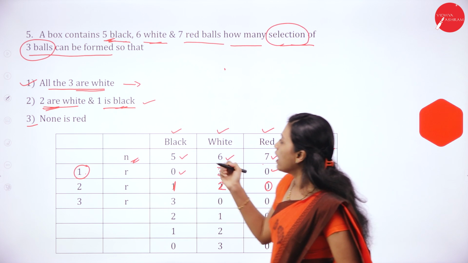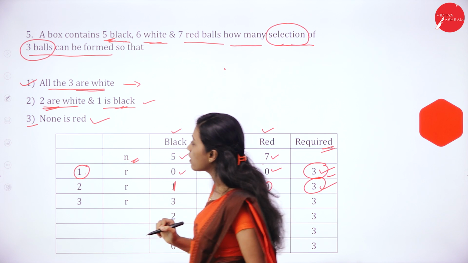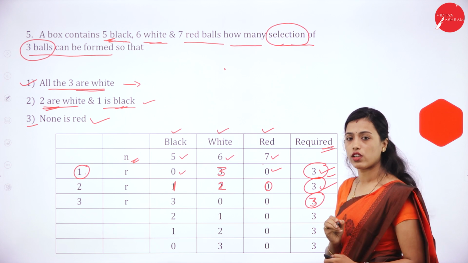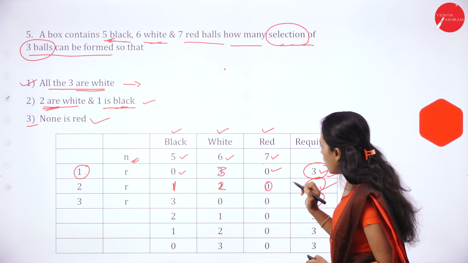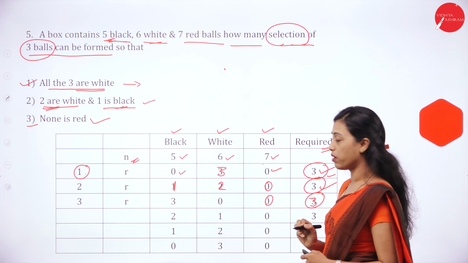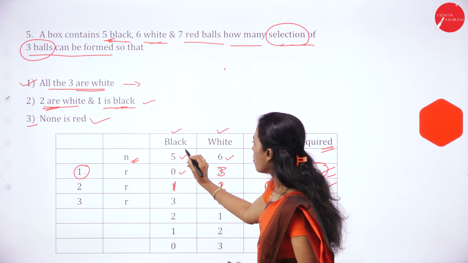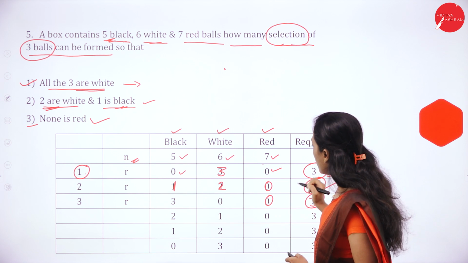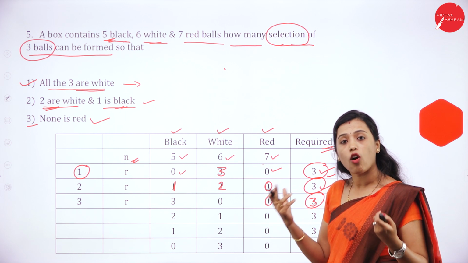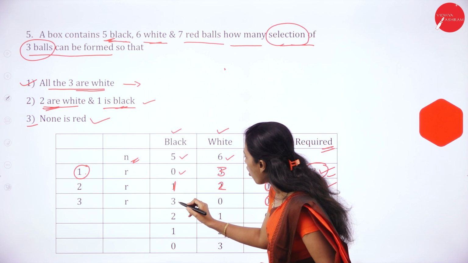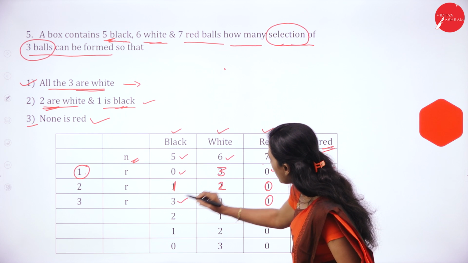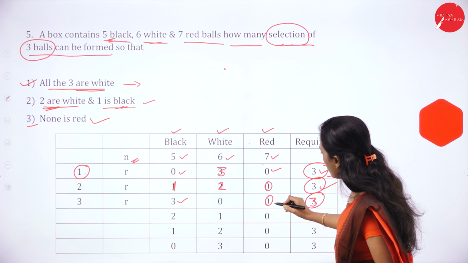Then third one, none is red. Again requirement is 3 only, because we are going to select only 3 balls. And none is red means no red ball. But there is no condition for black balls and white balls. So white color ball may be 0. We may not get white color ball also. So all the 3 will be black. So black will be 3, white will be 0 and red will be 0.